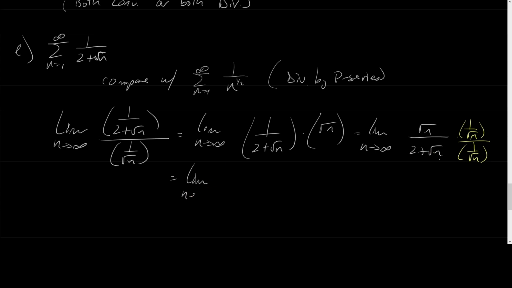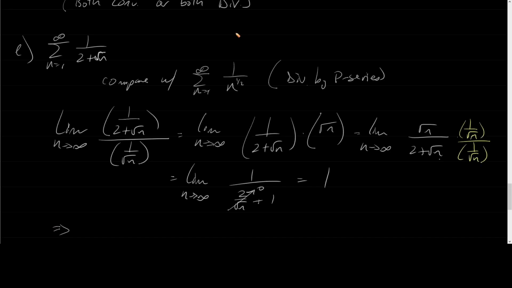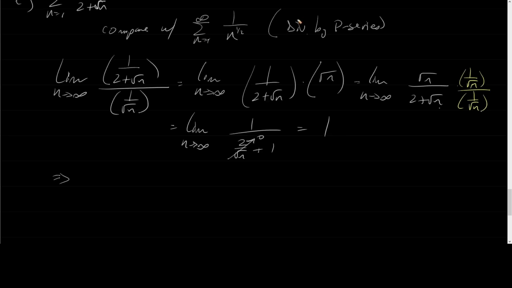So we get the limit as n goes to infinity of 1 over 2 over radical n plus 1. And as n goes to infinity, this goes to 0, so the limit overall is 1. 1 is positive, 1 is finite. So because it's positive and finite, that tells us that both series behave the same way. And since this one was diverging, the other series, the one that we really care about, must diverge.